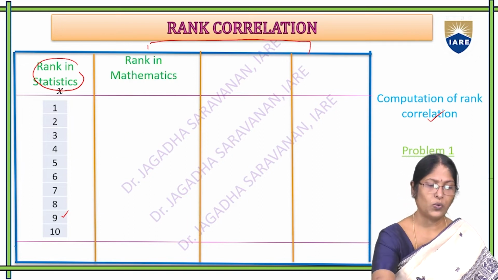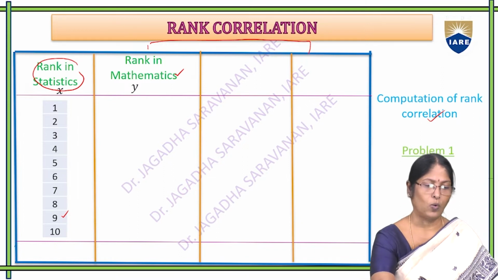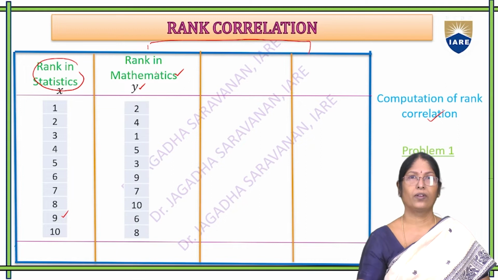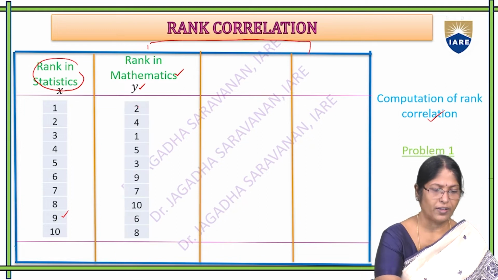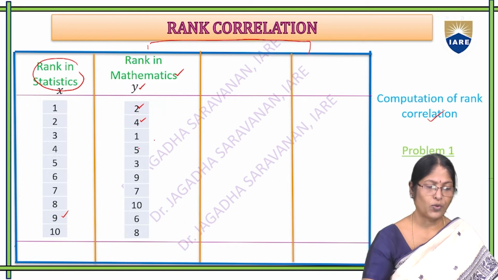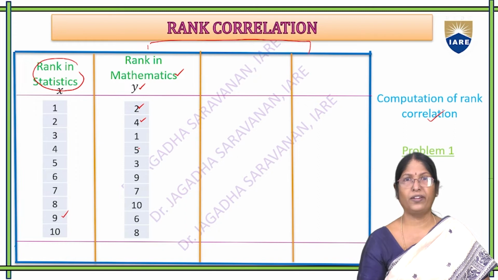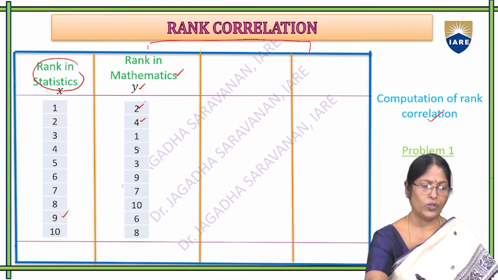Now, the next one is rank in mathematics. That is Y. Here you can see the data: 2, 4, 1, 5, 3, 9, 7, 10, 6 and 8. All the data for Y are written here.